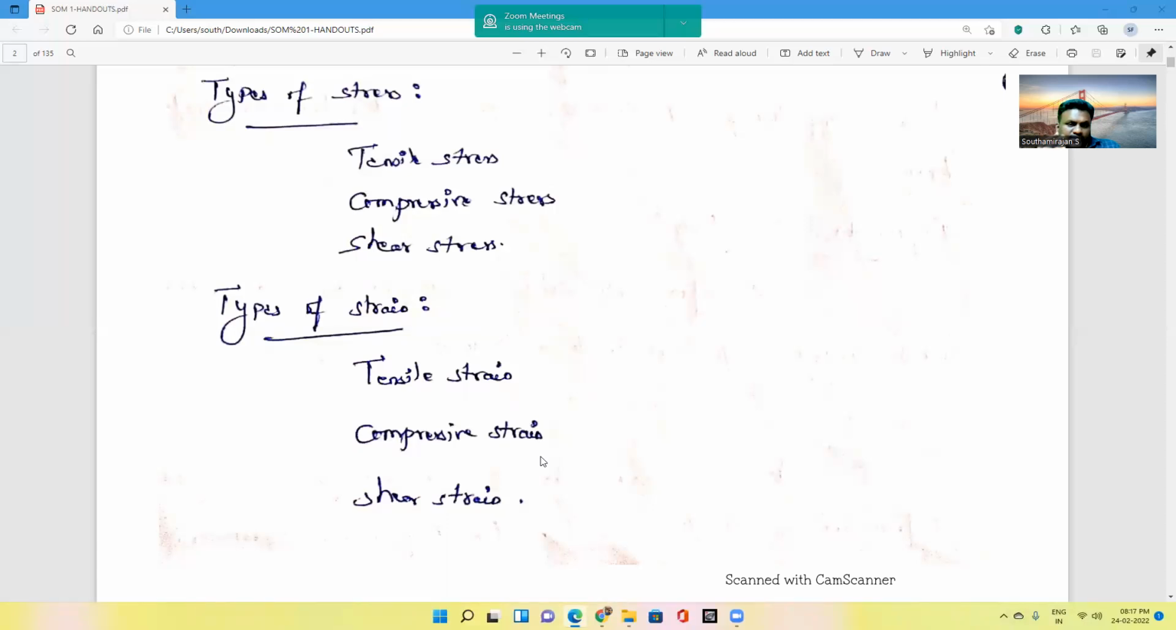The same variation is obtained for strain. If you apply a tensile load to a material, we predict tensile strain. If you apply a compressive load to a member, definitely the output strain will be a compressive strain. If you apply a shear load, that will give shear strain.